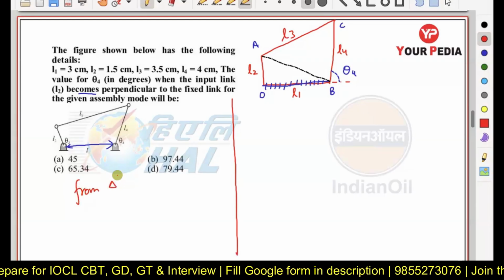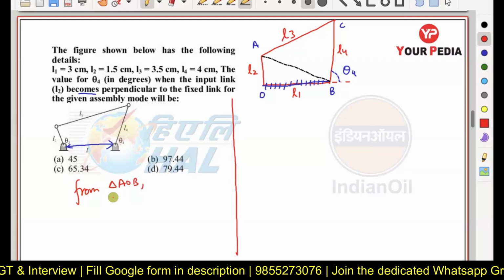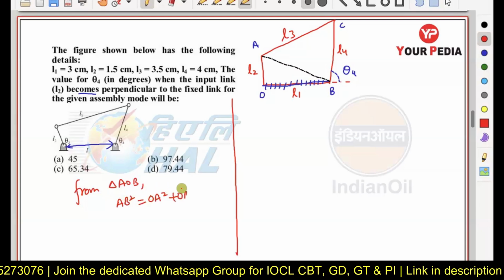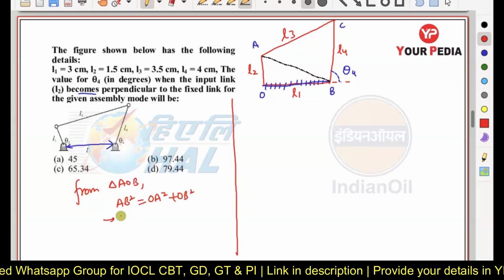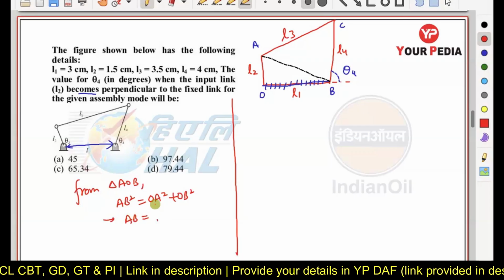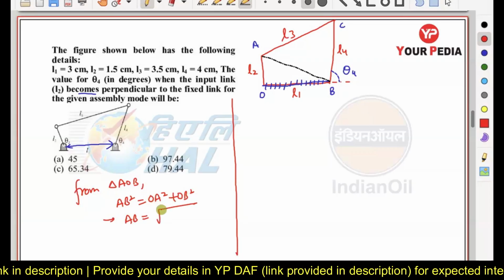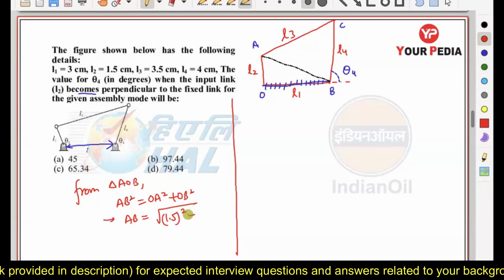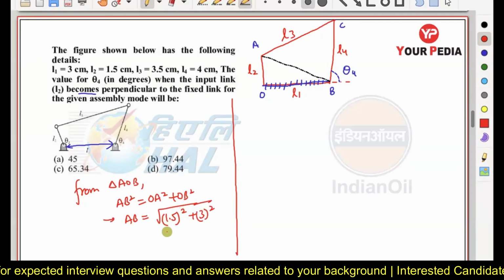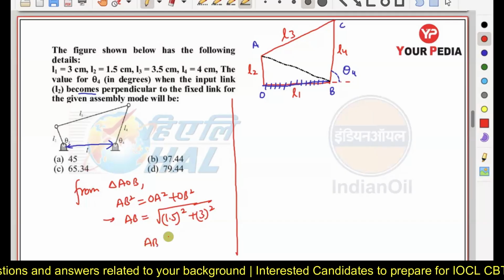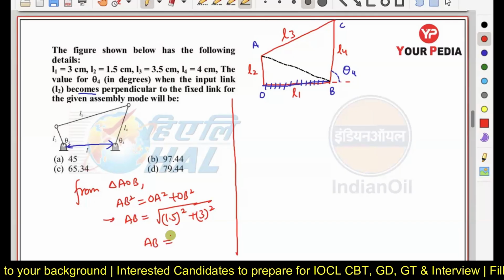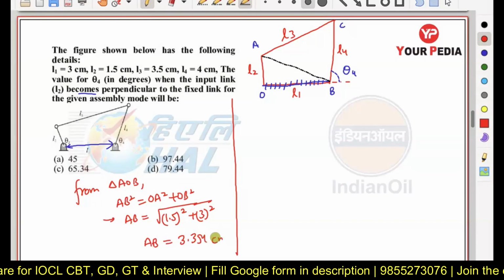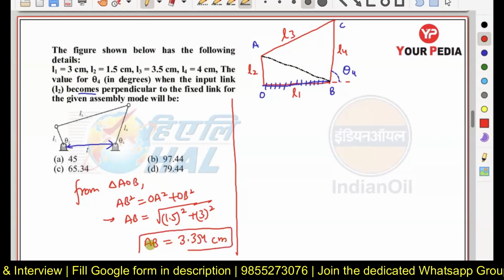From triangle AOB, we can write AB square will be equivalent to OA square plus OB square. OA is given to us as 1.5 centimeter. OB is given to us as 3 centimeter. If you just solve it, you are going to find the value of AB. This will come out to be around 3.354 centimeter.